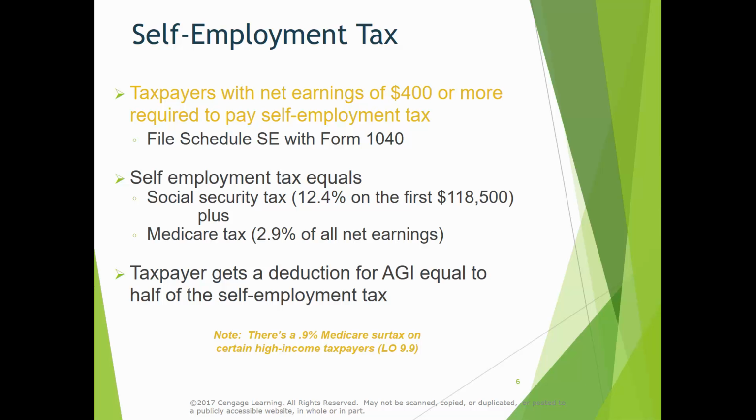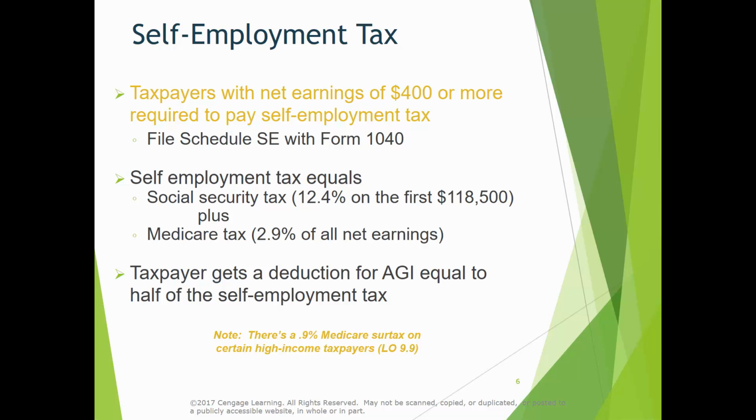Now, this number jumps significantly. We're using 118.5 because that's the textbook we've got. But for this year, and I don't think I've ever seen it jump this big, the cap on OASDI this year went up to 127.2. So it made a big jump. Usually it goes up like $2,000 or $3,000 increments. It made a pretty big jump.